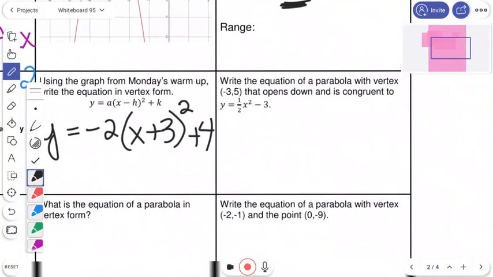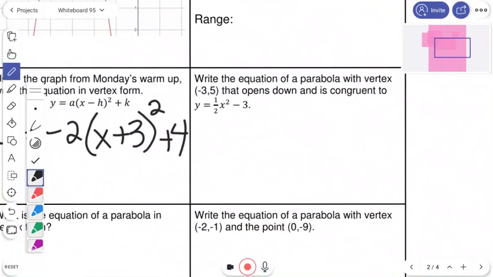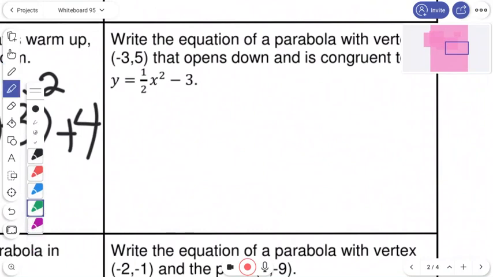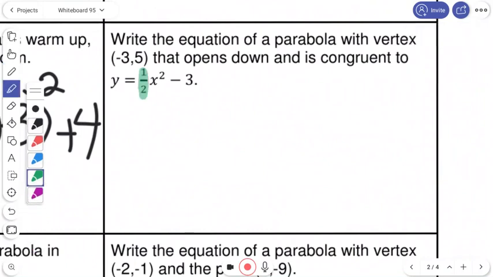The next problem says, write the equation of a parabola with a vertex -3, 5 that opens down and is congruent to y equals 1/2 x squared minus 3. All right, don't forget, if you're told that your graphs, your parabolas are congruent, your a value is the shape changer. That's what makes your parabola stretch or compress or reflect. So congruent, we want our a value.